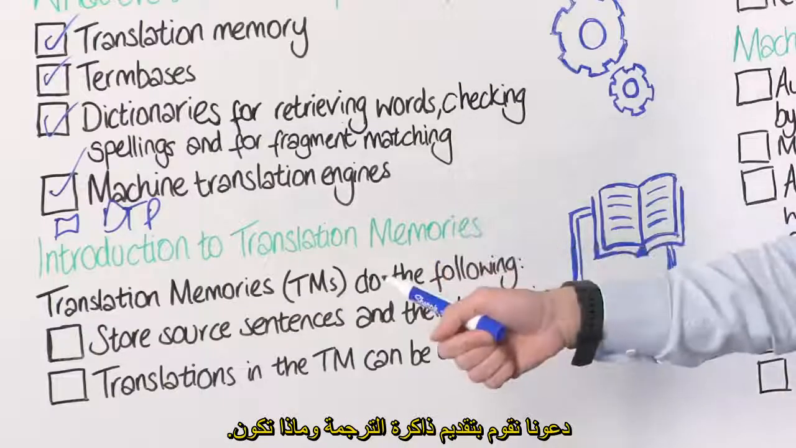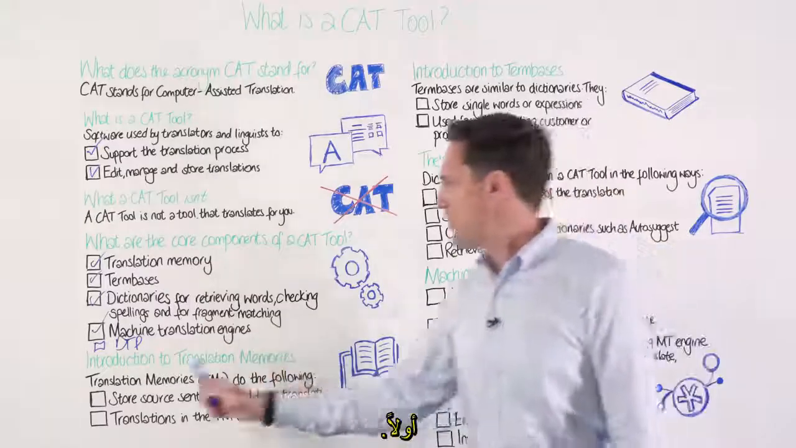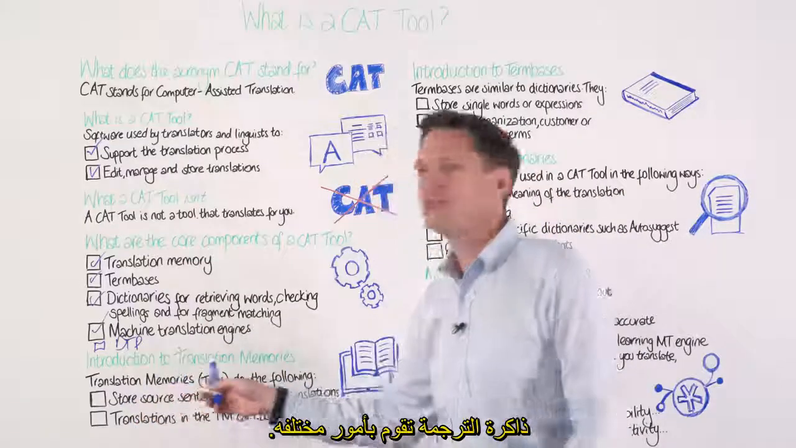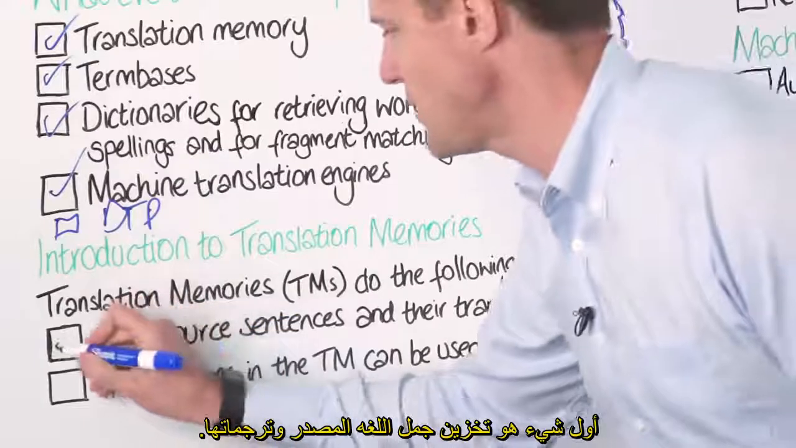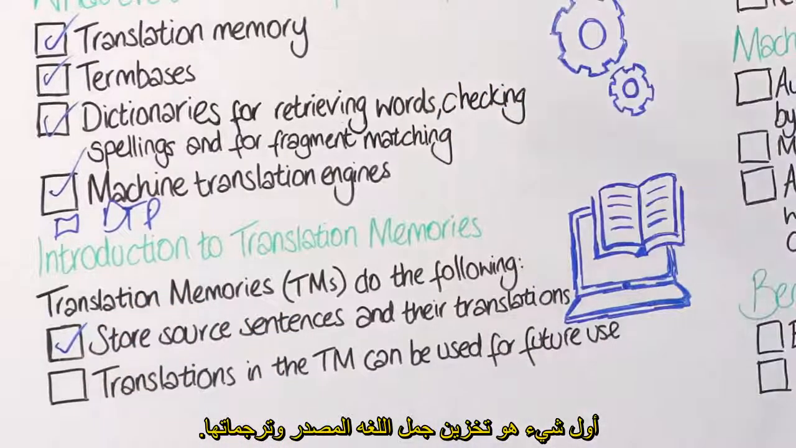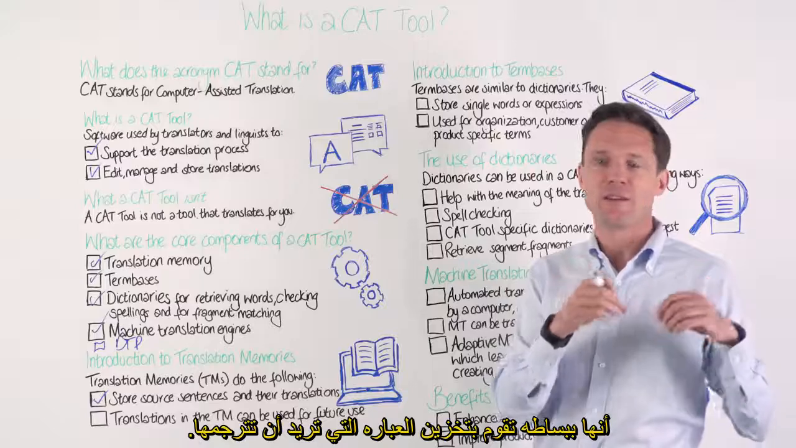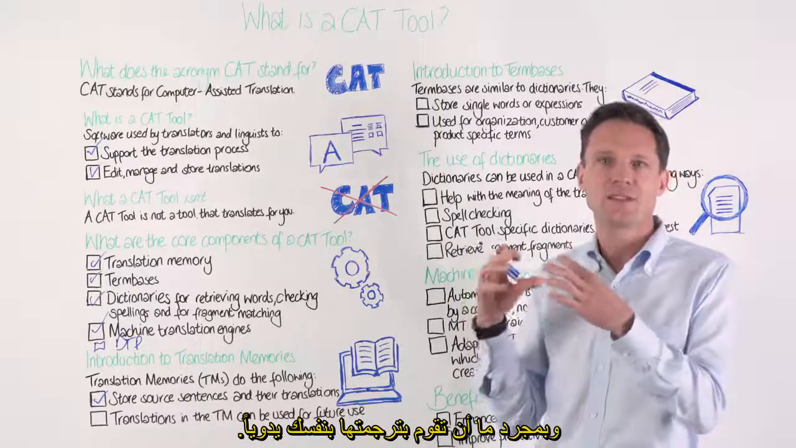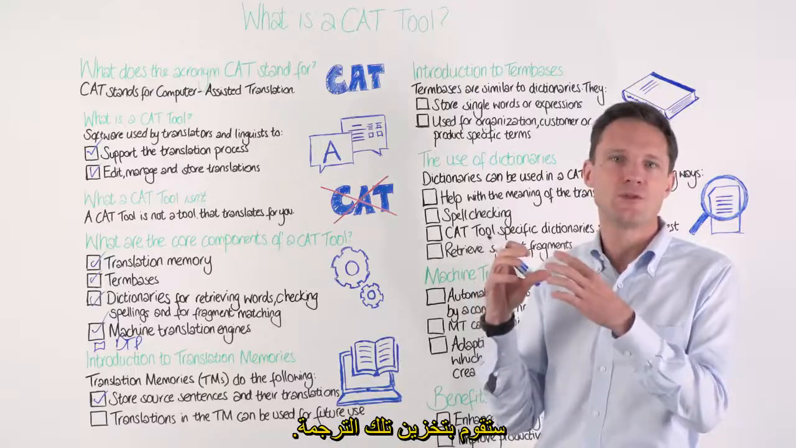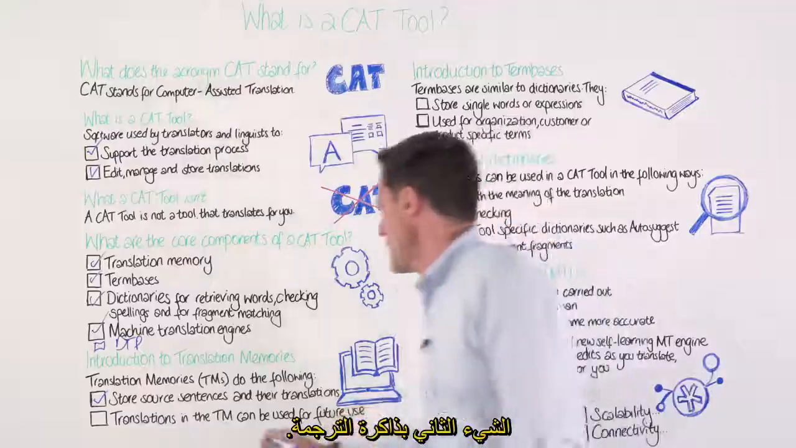So let's introduce the translation memory and what it is. First of all, the translation memory does different things. The first thing is storing the source sentence and its translation. What does that mean? It stores the phrase that you need to translate, and once you translate it yourself manually, it will store that translation. That's the key principle.